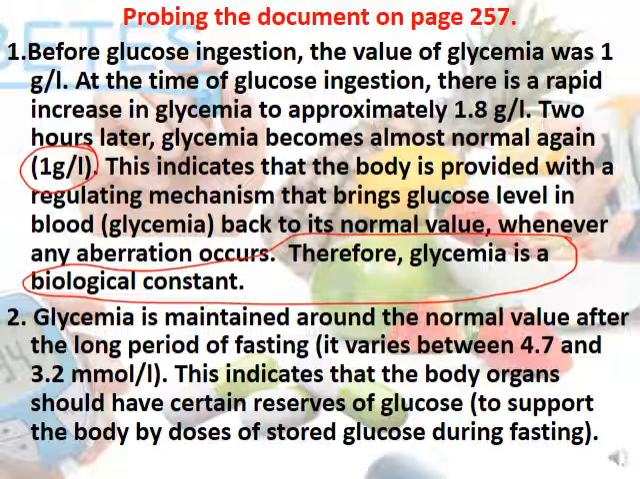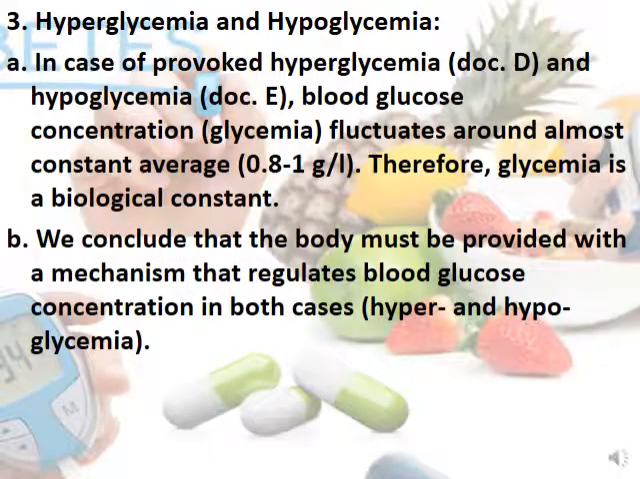So this means that the body organs should have special reserves of glucose to support the body by doses of stored glucose during the fasting period. Part 3, they're talking about hyper and hypo. Hyper, high level. Hypo, low level of glycemia.